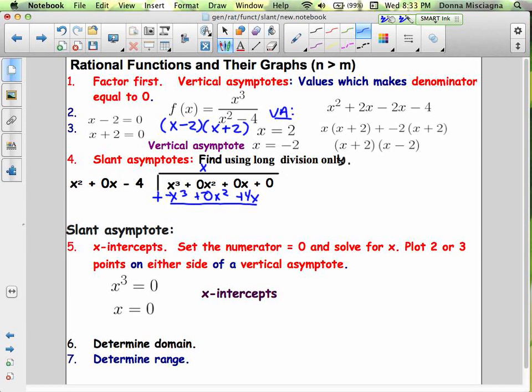So x cubed minus x cubed is 0. 0x squared minus 0x squared is 0. 0x plus 4x is 4x, and we can bring down the next term. But if we look, we have an x squared here, and we can't divide an x squared into a 4x. So this here is our remainder.